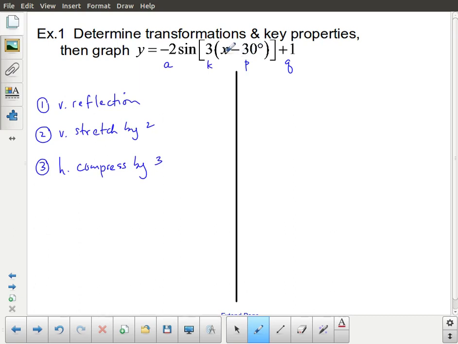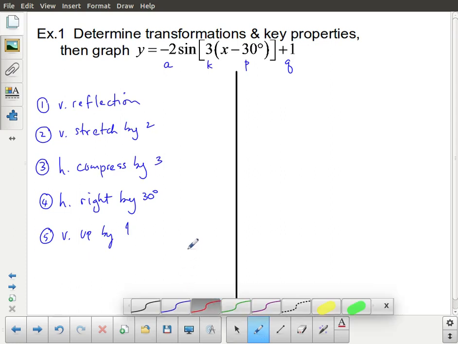Then I have x. Now normally this standard form is x minus p. So in this case the p value is actually equal to 30 degrees. And this would mean I'm going to have a horizontal shift to the right by 30 degrees. And then finally I have a q value of positive 1, and that is a vertical shift up by 1 unit.